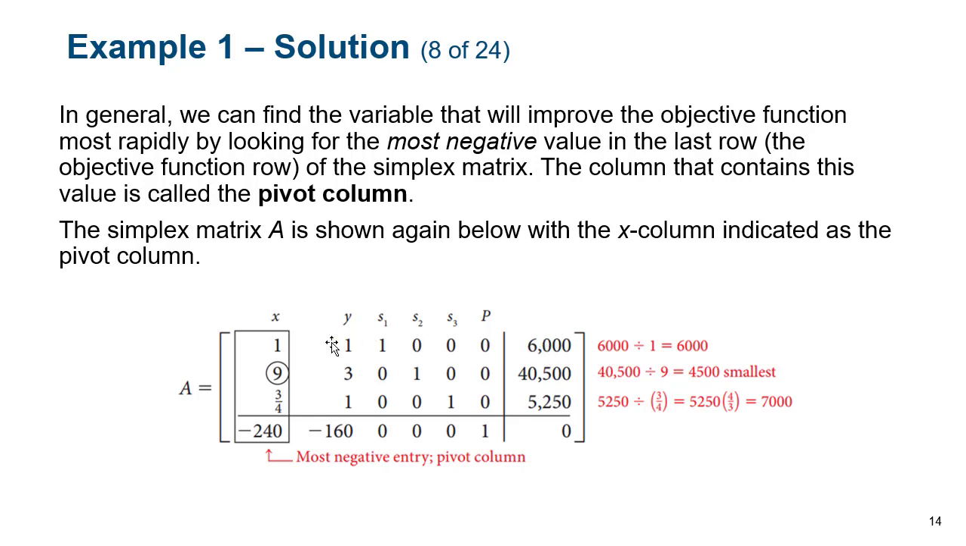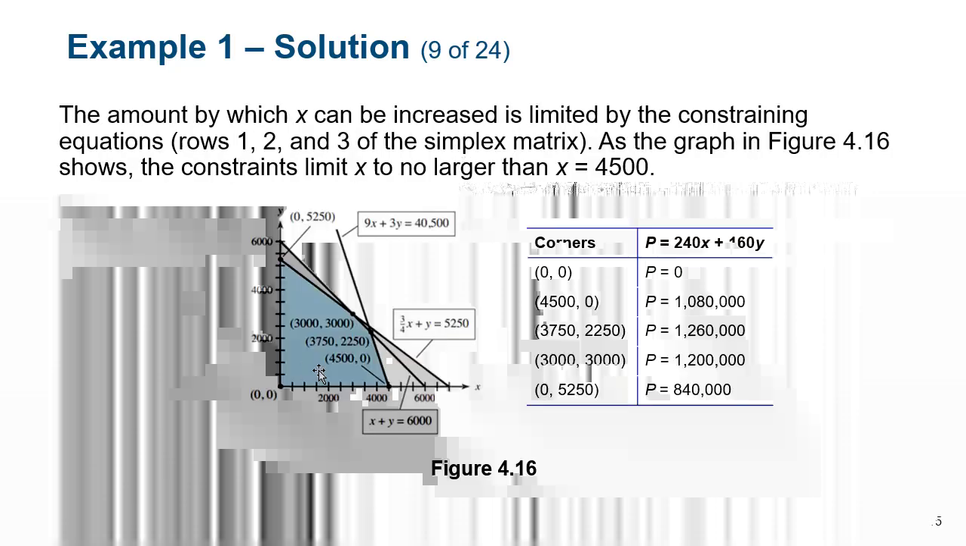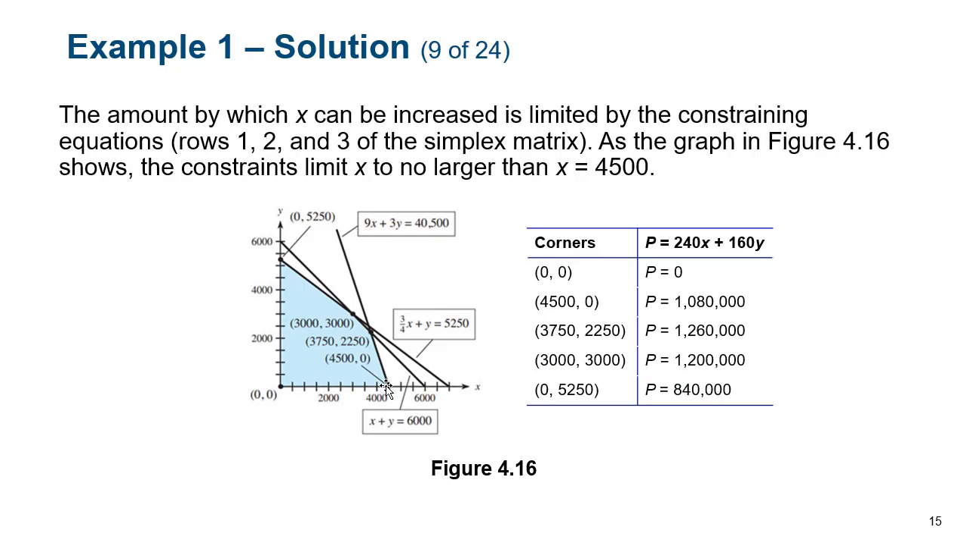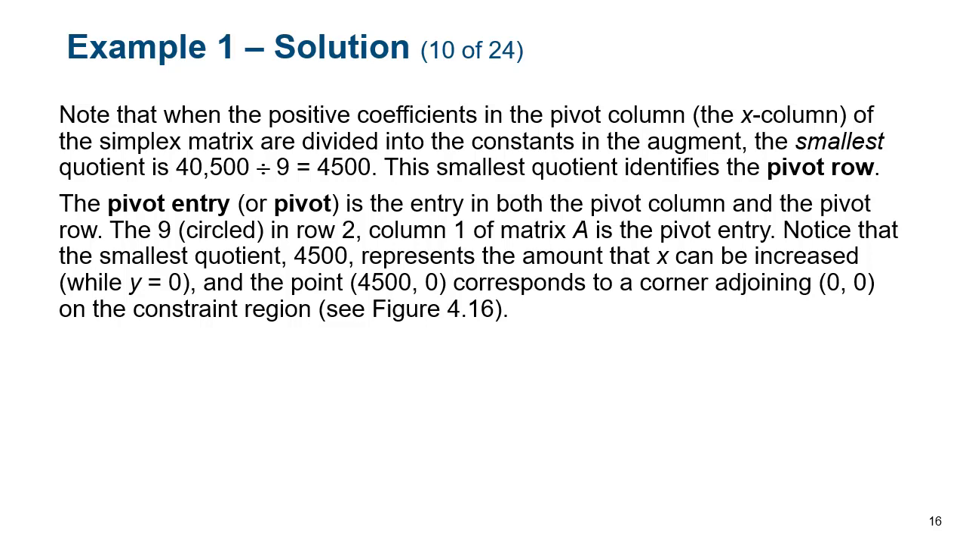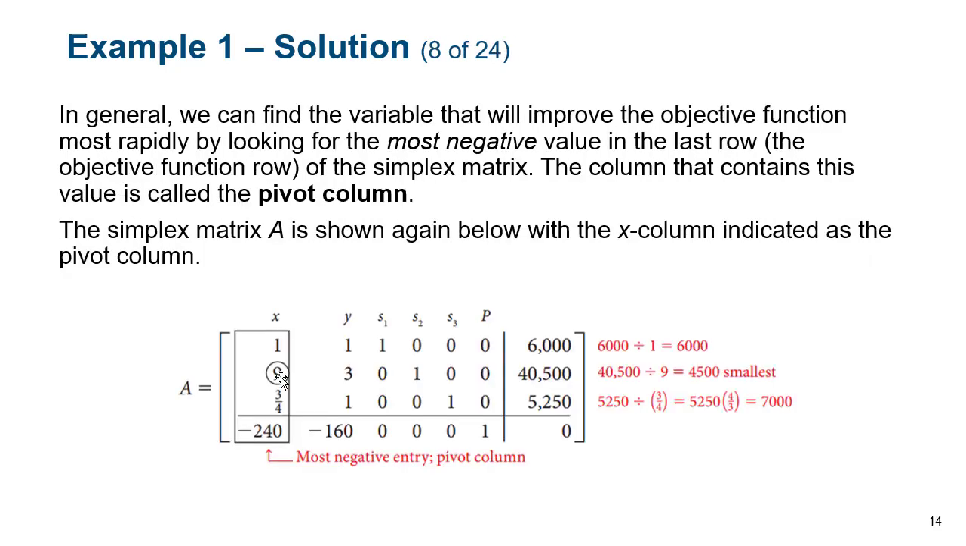If you take each of these numbers and divide it by their corresponding number attached to them, 6,000 divided by 1 gives you 6,000. This one divided by 9 gives you 4,500. This one divided by 3/4 gives you 7,000. You can see that 4,500 is the smallest. It also happens to correspond to the largest that x can be, and that's the way it's always going to work. So we're always going to pick the pivot row by getting that smallest quotient. And then the number that gives us that is called the pivot entry, or the pivot. So we're basically going to now pivot on 9.